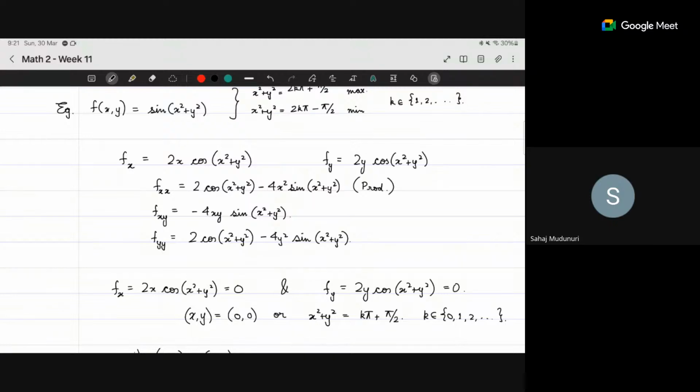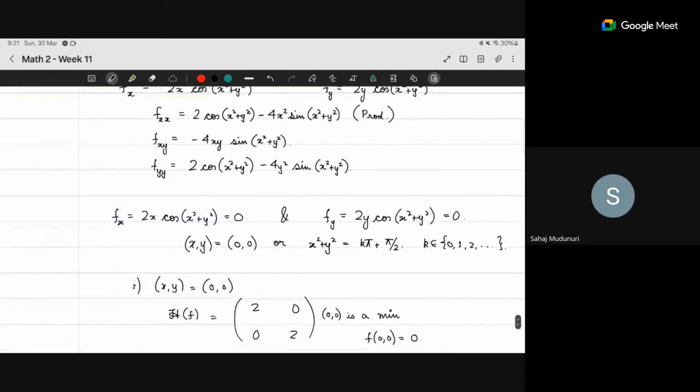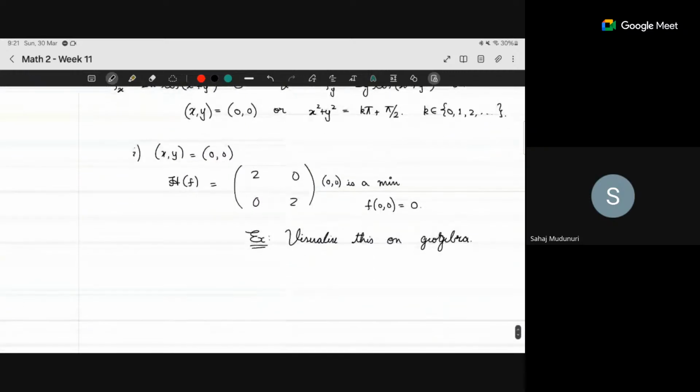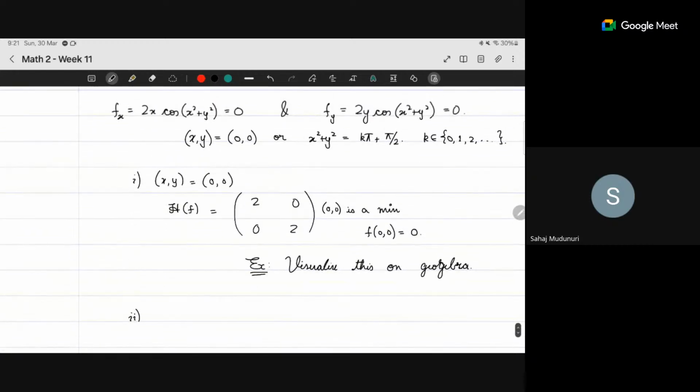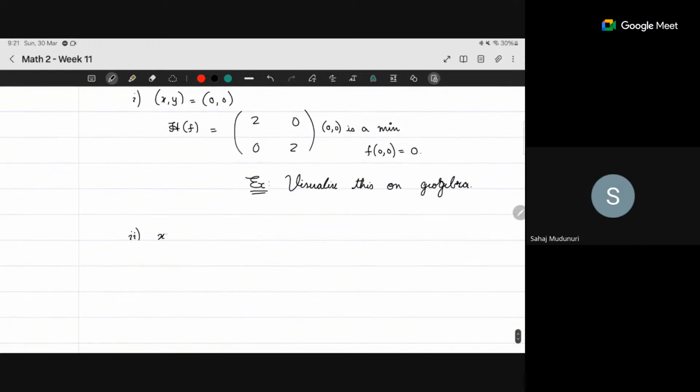It looks like ripples away from the origin. So you will see multiple minima and maxima, as is to be expected. So the second case is that of x square plus y square equal to k pi plus pi by 2. So what is the Hessian in this case?